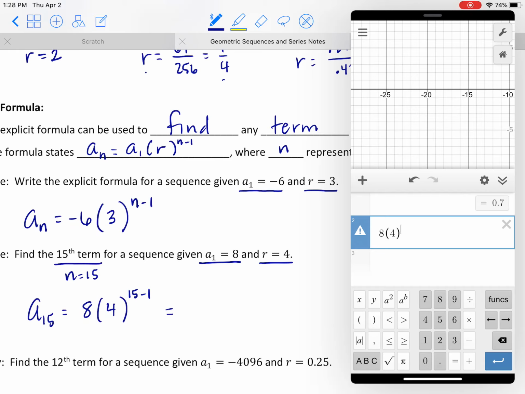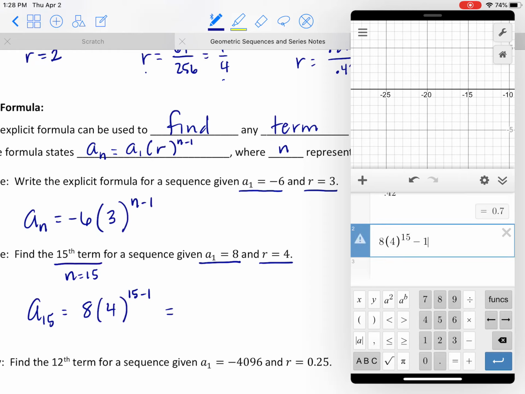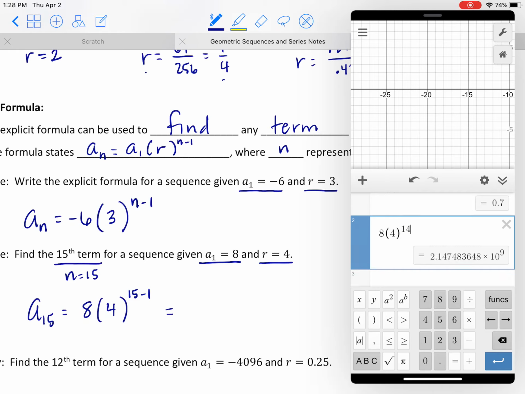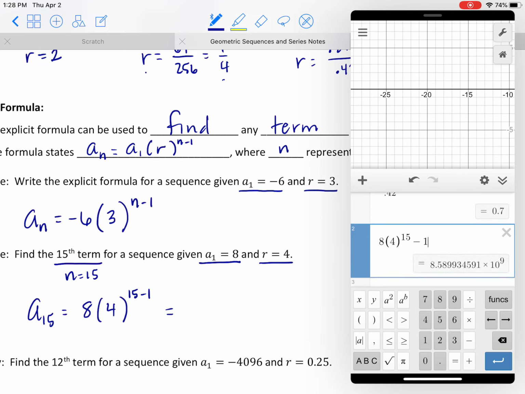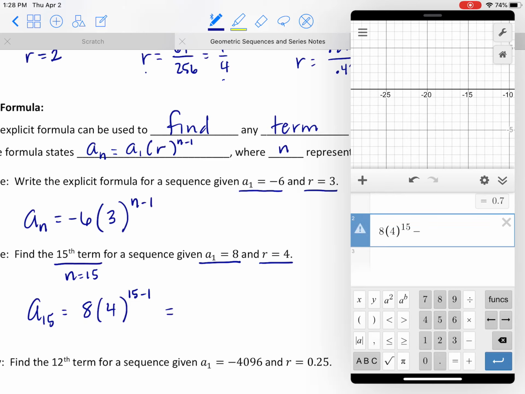So I'm going to use Desmos. So 8 and then 4. And then we want to raise that to the... Now if you're doing this in a normal calculator, make sure that the 15 minus 1, or just 14 if you don't want to make a mistake, ends up in the exponent. I see people in a calculator a lot do 15 like this, and then the minus 1 not being in the exponent is going to give you the incorrect answer. So make sure the minus 1 is with the 15 in the exponent, or just take the 1 from the 15 and make an exponent of 14 here, right?